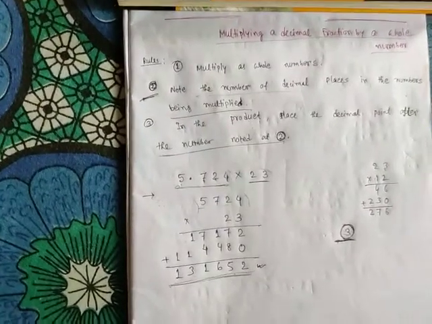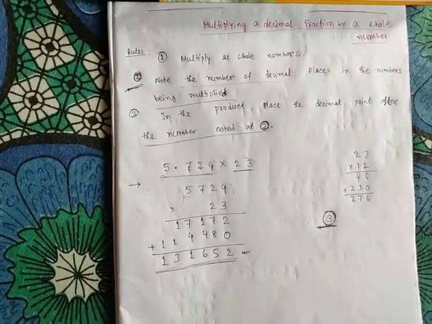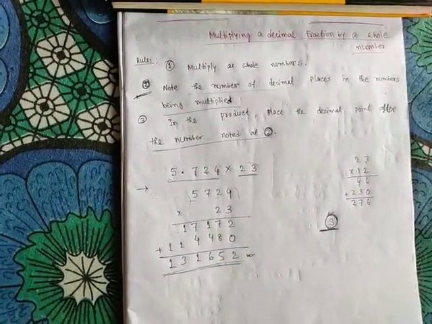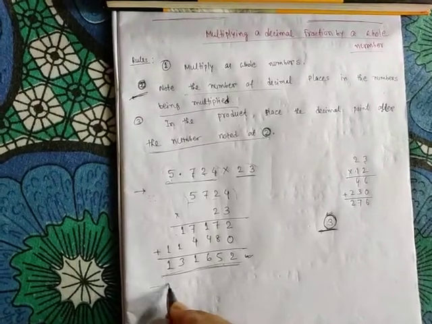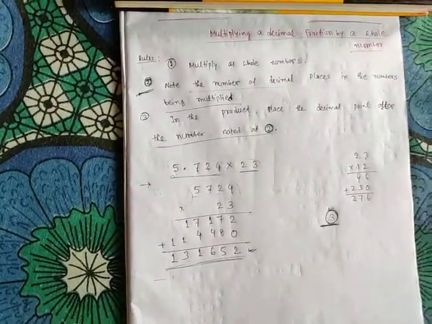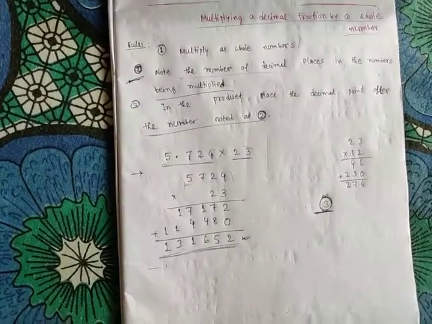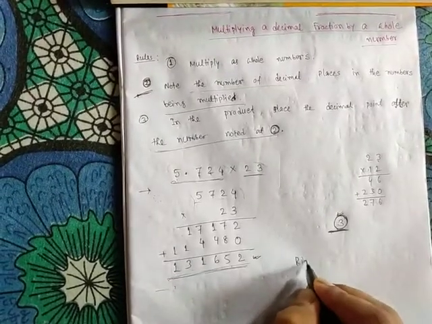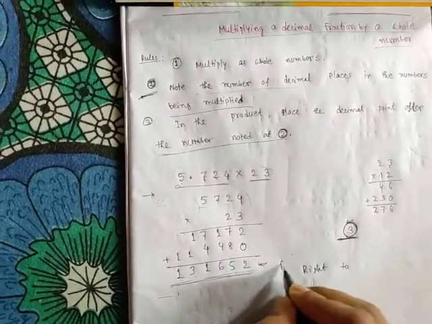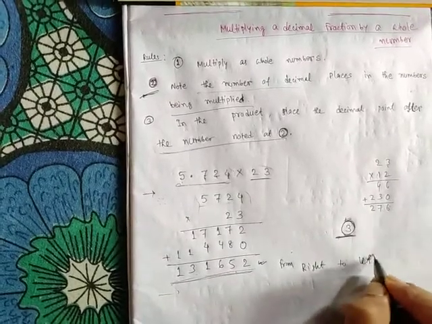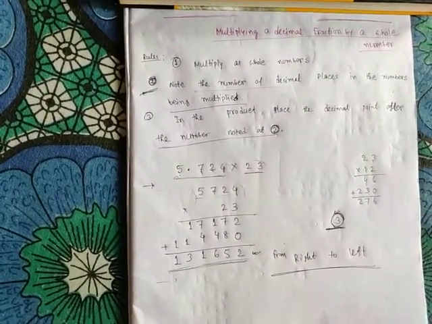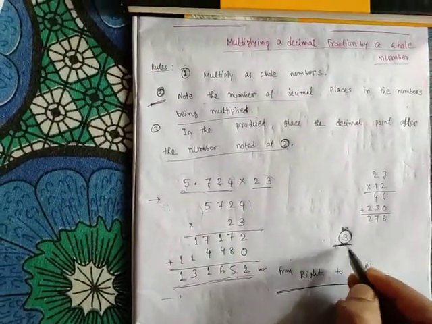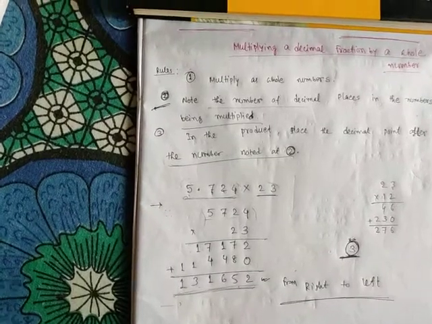Now that is the fact. What is more important here? I have to count 3 digits from which side? From left to right or from right to left? That is the important thing. So always remember, I have to count from right to left. Clear? That means you have to count 3 digits from right to left.